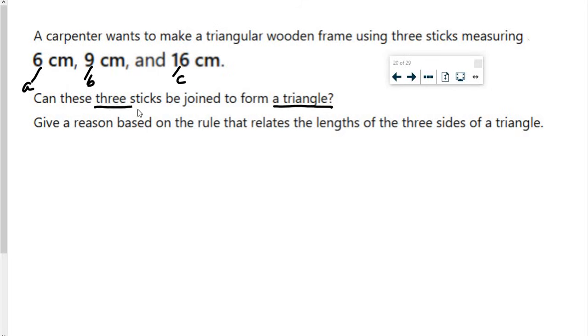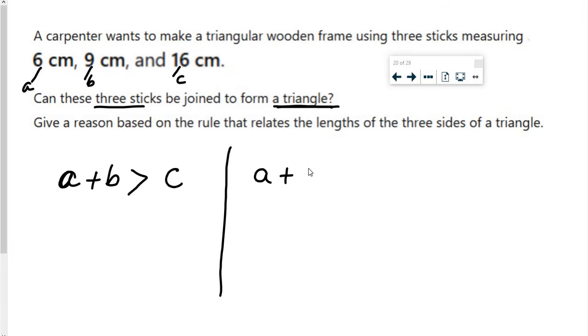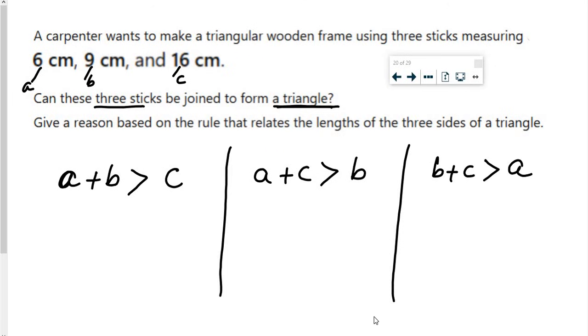Now, if you want to find out if these 3 sticks represent a triangle, then we need to find out if the 3 conditions are satisfied, which are A plus B should be bigger than C, A plus C should be bigger than B, and finally B plus C should be bigger than A. Now checking, what do we have?